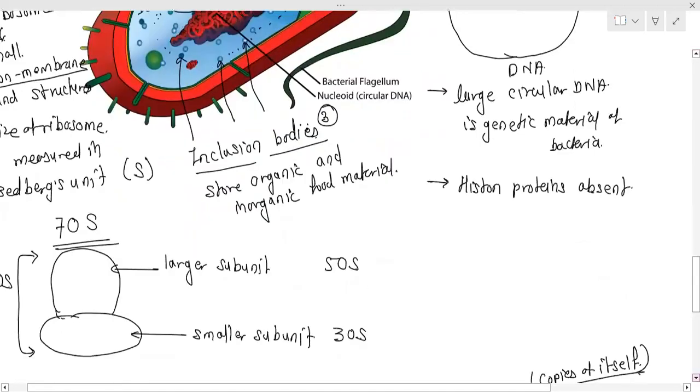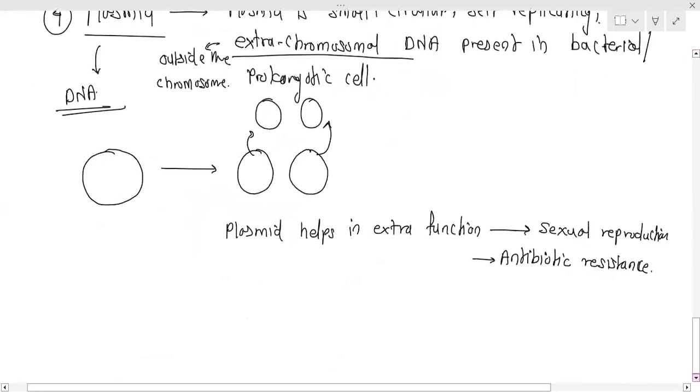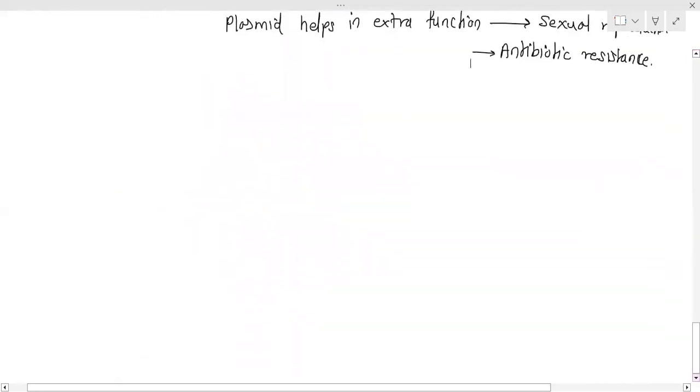Now, the next structure which we need to study is something called mesosomes. Try to understand this mesosome, okay?